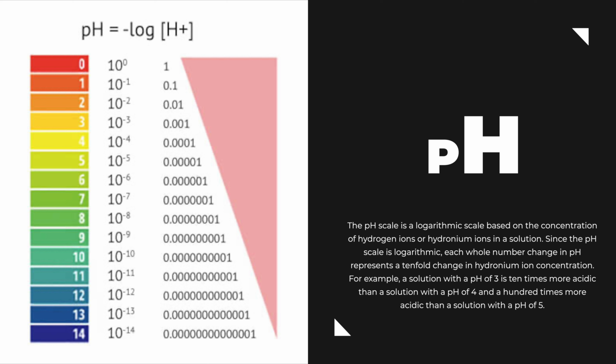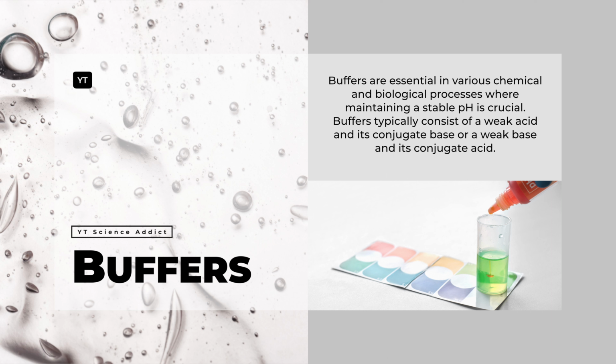Buffers are solutions that can resist significant changes in pH when small amounts of an acid or a base are added. Buffers are essential in various chemical and biological processes where maintaining a stable pH is crucial. Buffers typically consist of a weak acid and its conjugate base or a weak base and its conjugate acid.